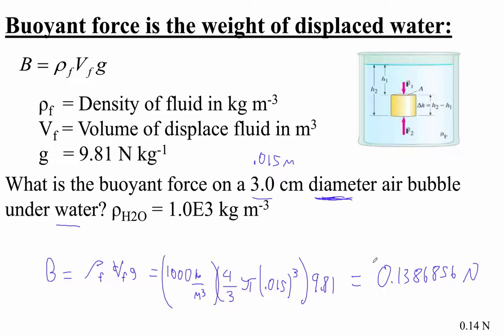0.0138685 newtons. Okay, so this is going to be newtons. How is it newtons? Let's see, this is going to be cubic meters, right? And then this is newtons per kilogram. So cubic meters cancels cubic meters, newtons per kilogram cancels, and you end up with newtons. All right, I've got it.